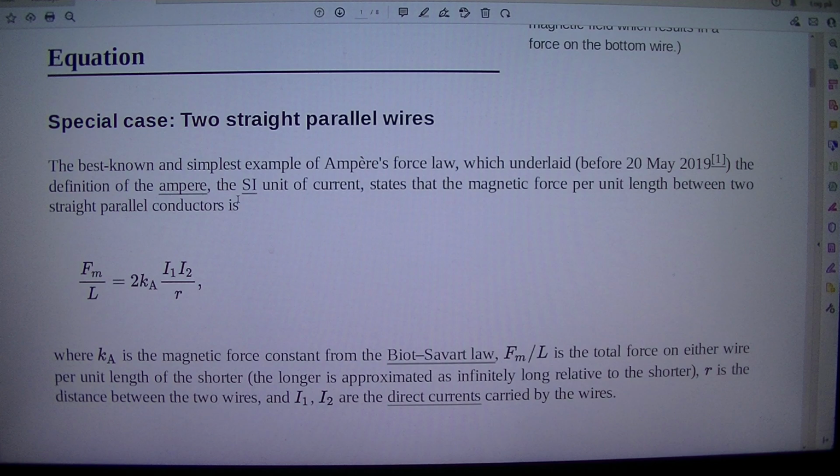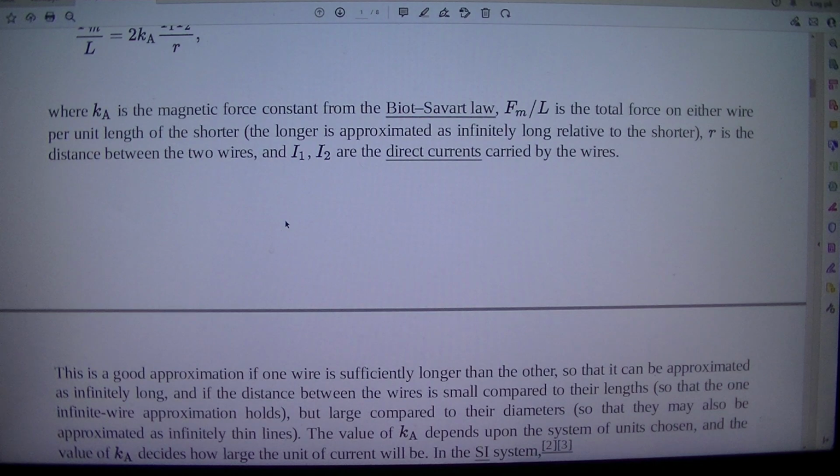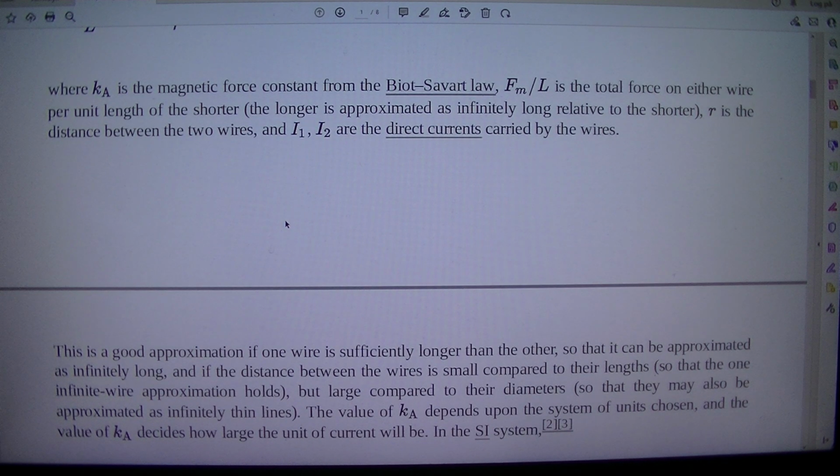The best known and simplest example of Ampere's force law, which underlaid, before the 20th of May 2019, the definition of the ampere, the SI unit of current, states that the magnetic force per unit length between two straight parallel conductors is given by the force law, where k_A is the magnetic force constant from the Biot-Savart law, F/L is the total force on either wire per unit length of the shorter. The longer is approximated as infinitely long relative to the shorter, r is the distance between the two wires, and I1 and I2 are the direct currents carried by the wires.